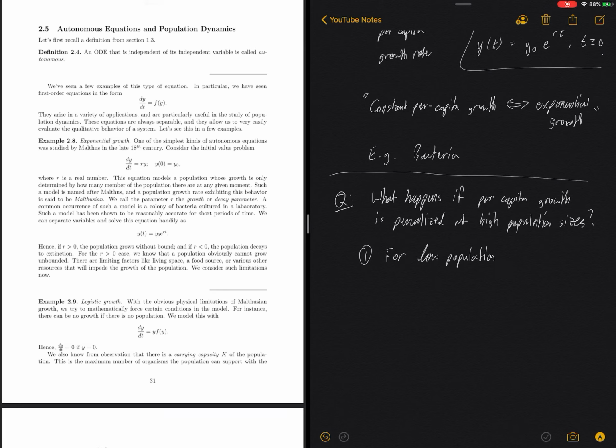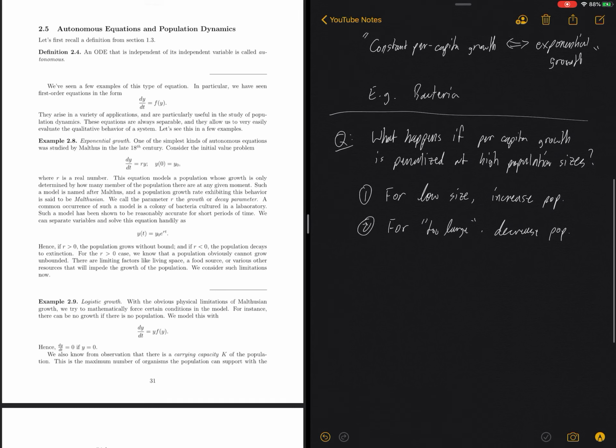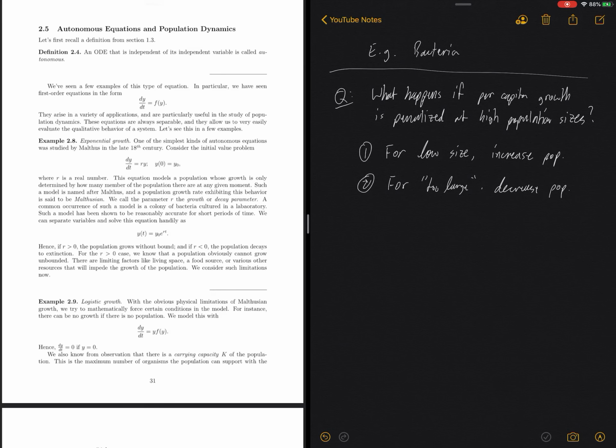It can only support so many plants, which means that for low population size, our rule should be that we want to increase the population. And for whatever too large might be, we're going to decrease the population. We're going to get rid of that flower that you tried to plant. How dare you try to put something pretty in your garden when there are weeds present?